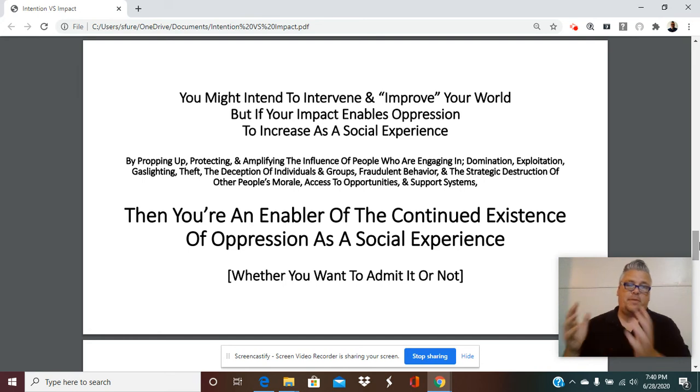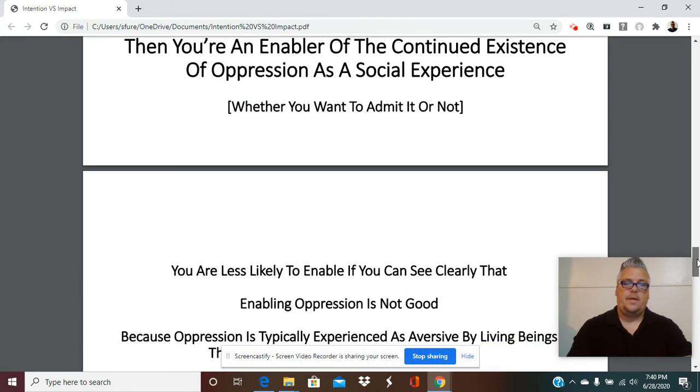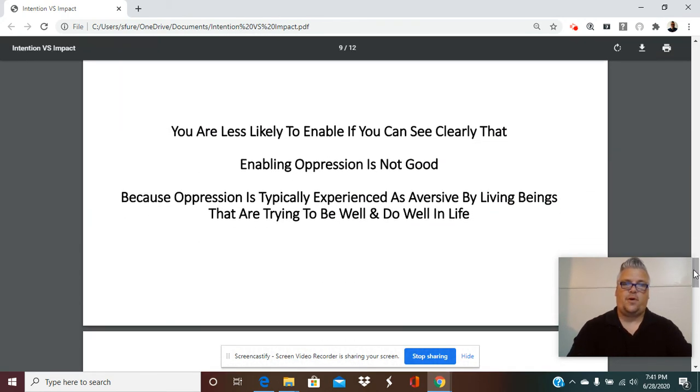If you're amplifying that kind of influence and protecting it and propping it up, chances are you are actually an enabler, because that's what you're doing. You're enabling oppression to continue. This is very sad, right? When someone thinks of themselves as a hero, but actually they're engaging in enabling behavior.